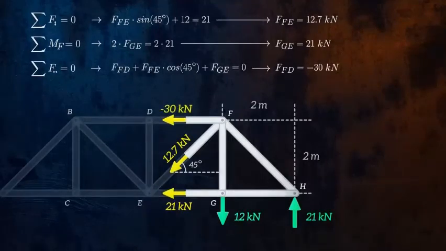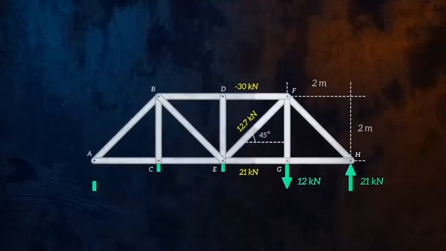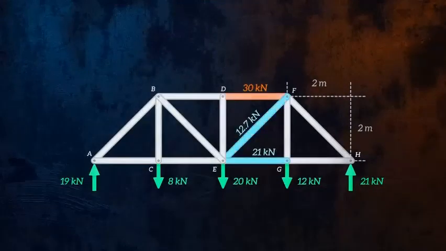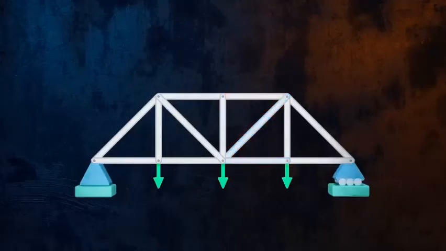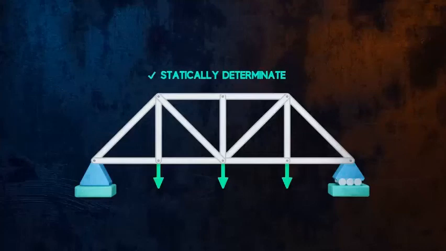We've calculated the internal forces in the 3 members we were interested in. 1 member is in compression, and 2 are in tension. If it is possible to determine the reaction forces and the internal forces in the members of a truss by applying the equilibrium equations, the truss is said to be statically determinate.